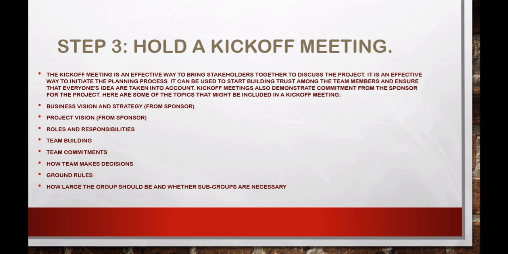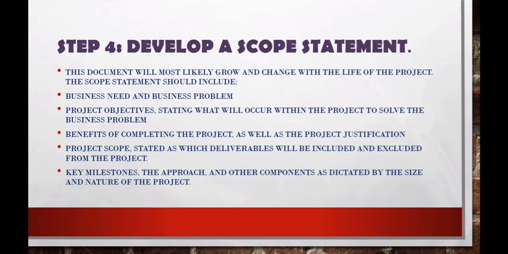Una, business vision and strategy from the sponsor. Project vision from the sponsor. Roles and responsibilities. Team building. Team commitment. How the team makes decisions. Ground rules. How large the group should be and whether subgroups are necessary. Ayun lang.